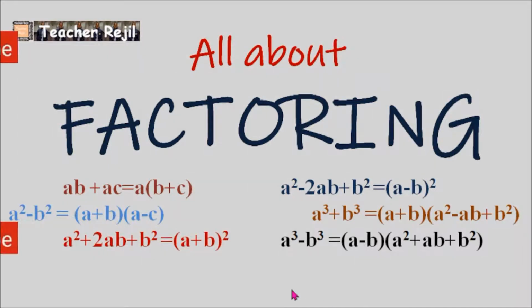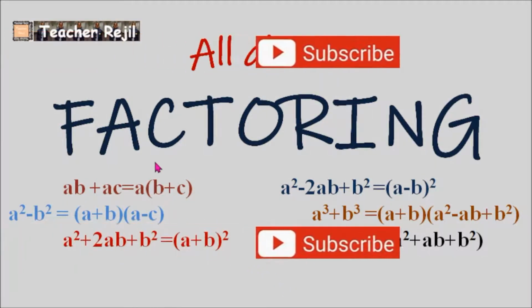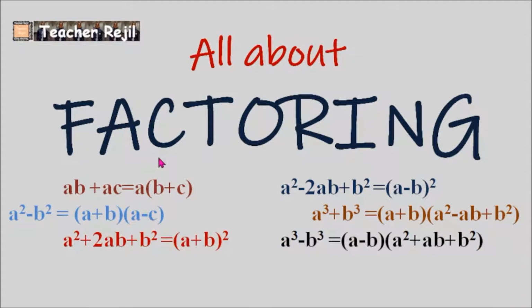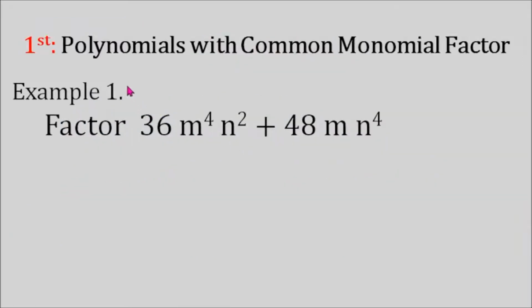In this video, we are going to talk about the different factoring techniques used in algebra. The first type is factoring polynomials with common monomial factor. Example number 1, factor 36m to the power of 4 n squared plus 48mn to the power of 4.